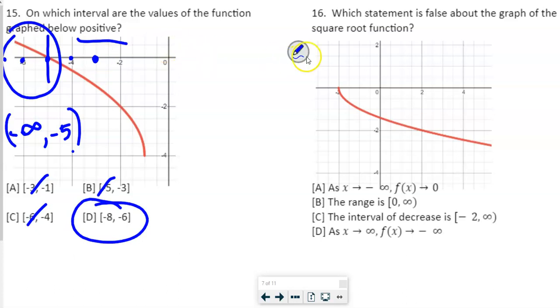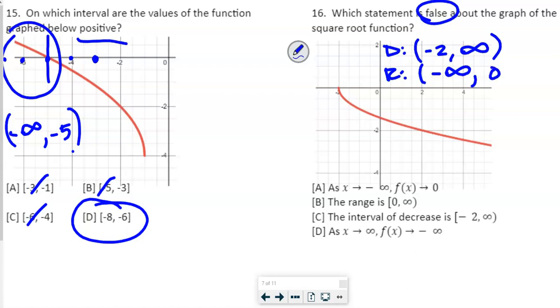Okay. All right, so 16 says which statement's false about the graph of the square root. So this is another false statement. Again, we're going to talk about our domain. Our domain starts at negative 2 and it goes on to infinity, because it's going to the right. Our range starts where? Actually, it starts at negative infinity and goes up to 0, doesn't it? So this should be a bracket, and that should be a bracket.